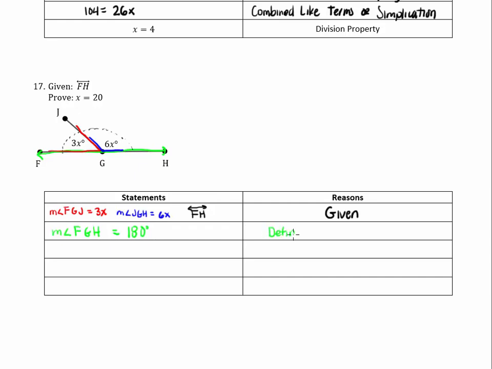Definition of a line. A line measures 180 degrees, right? So that might be an extra step. I'm going to throw it in there anyways. We might have to add an extra box at the end.